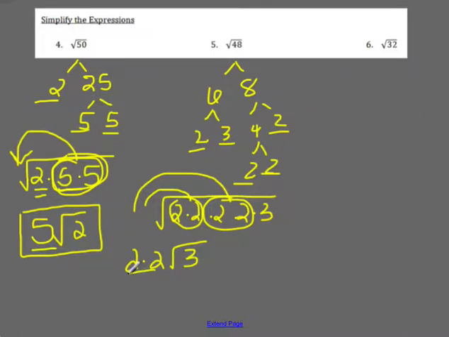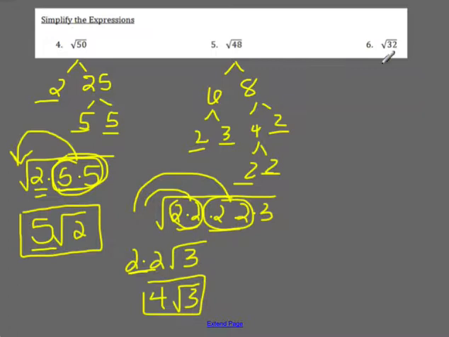So what's 2 times 2? Whenever you take more than one pair outside of the radical, you're going to multiply them together. So we have 2 2's because we had 2 pairs of 2's. So 2 times 2 is 4, and then left underneath the radical is the square root of 3. So my answer to number 5 is 4 square root of 3.